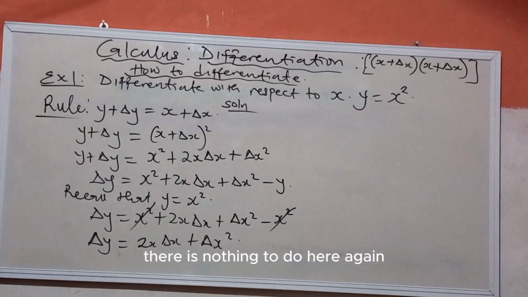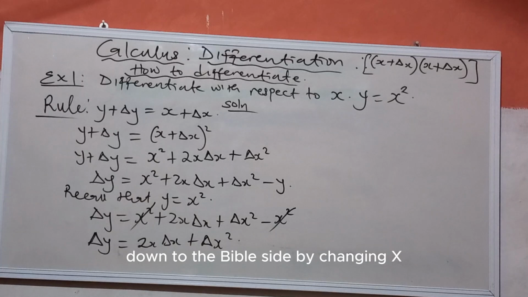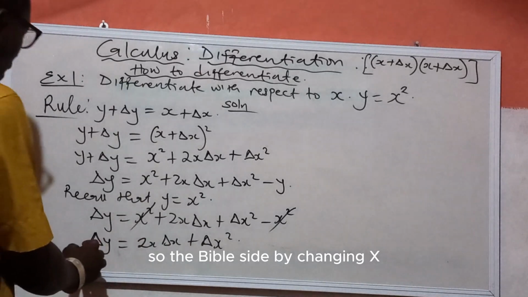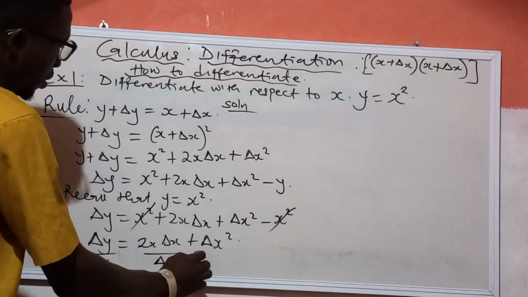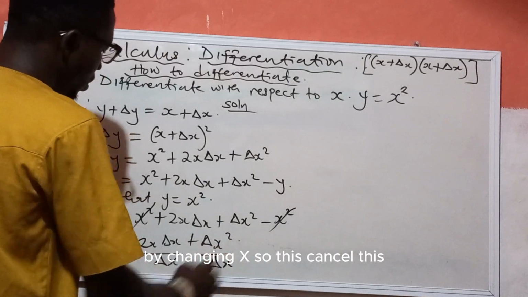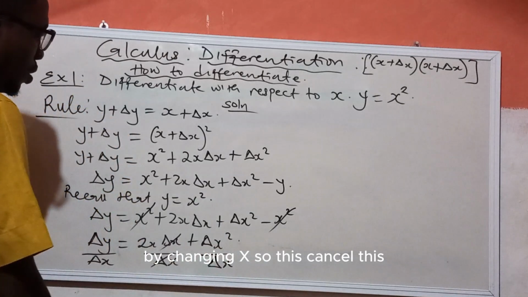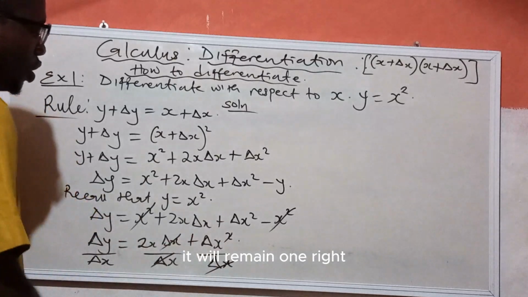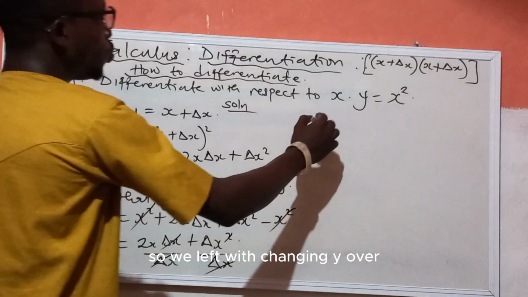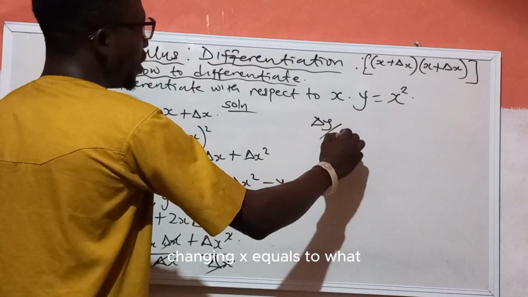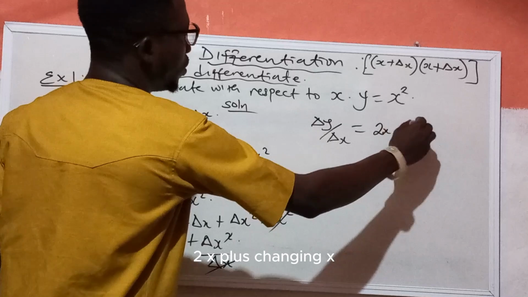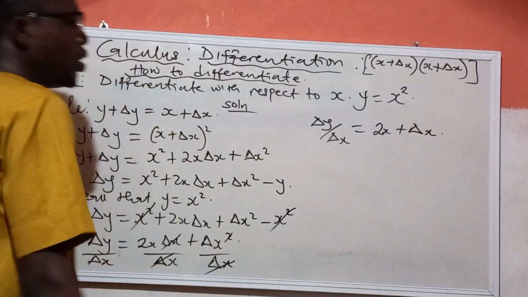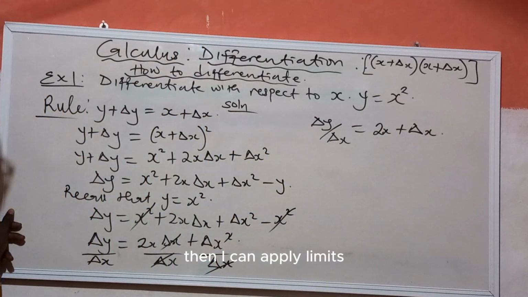There is nothing to do here again than to divide both sides by change in x. So divide both sides by change in x. We have this by change in x, by change in x, by change in x. So this cancels this. This will take care of this. It will remain 1, right? So we'll be left with change in y over change in x equals to 2x plus change in x.